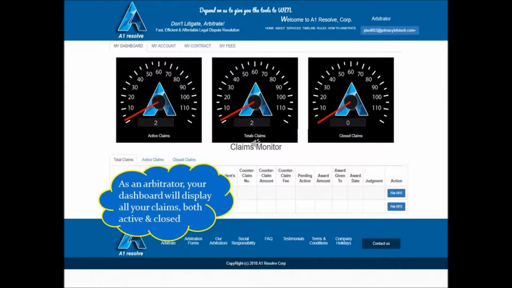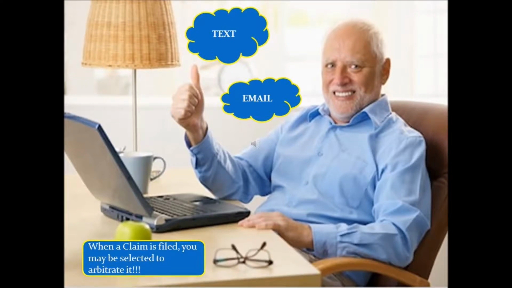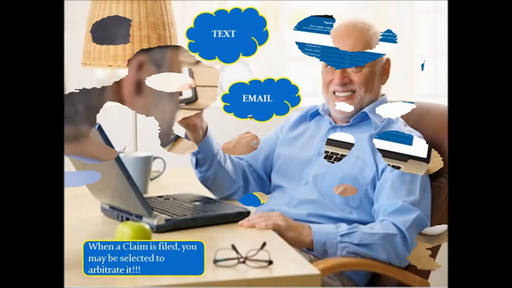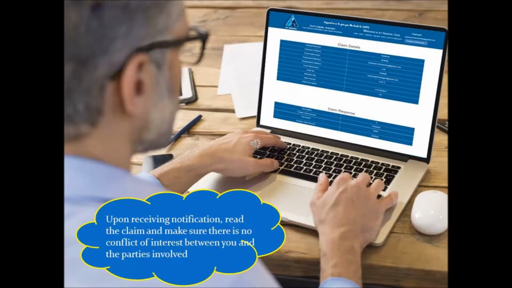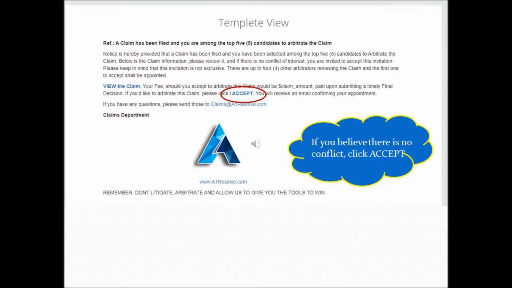As an arbitrator, your dashboard will display all of your claims, both active and closed. When a claim is filed, you may be selected to arbitrate it. Upon receiving notification, read the claim and make sure there is no conflict of interest between you and the parties involved. If you believe there is no conflict, click Accept.